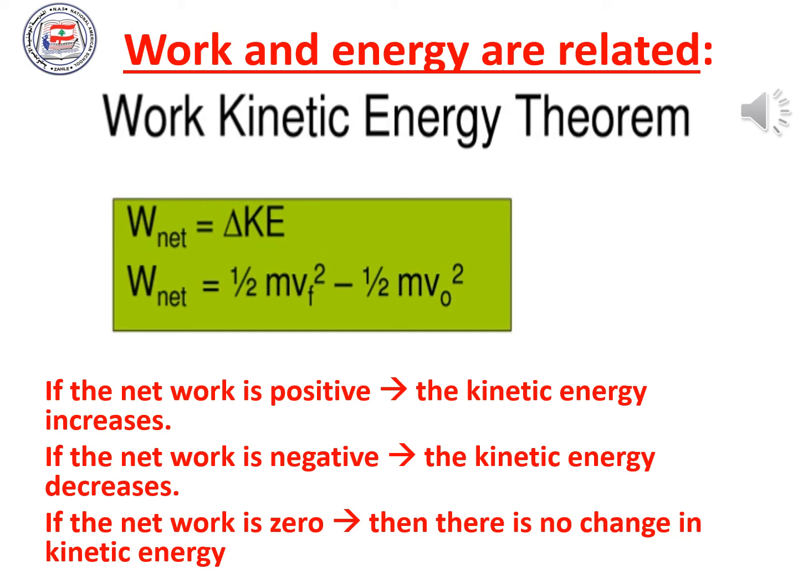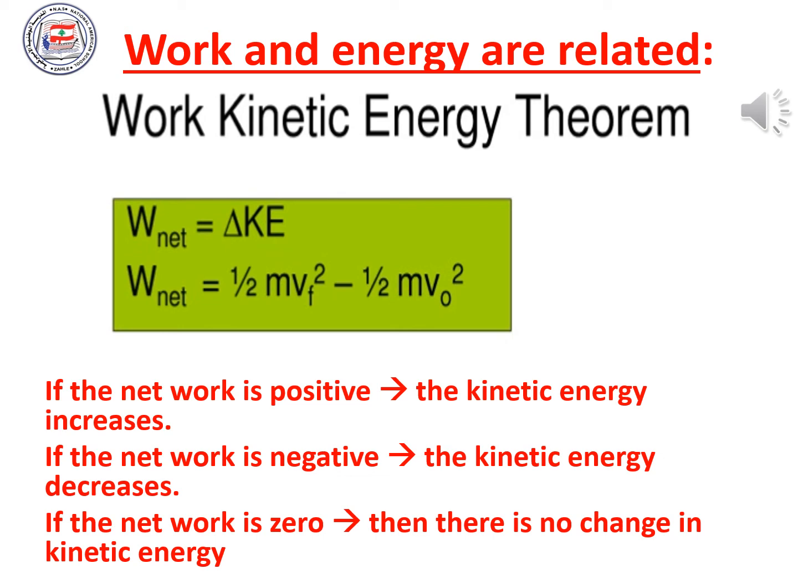So in order to calculate the net work, or the total work done on an object, we use the equation that you see in front of you. Net work is equal to half times m times vf squared. So this is the final kinetic energy. M is the mass measured in kilograms. Vf is the final velocity measured in meters per second. Minus the initial kinetic energy, which is half times m times vo squared. So m is the mass measured in kilograms and vo is the initial velocity of the object. You can also write it as vi, whatever makes you less confused.